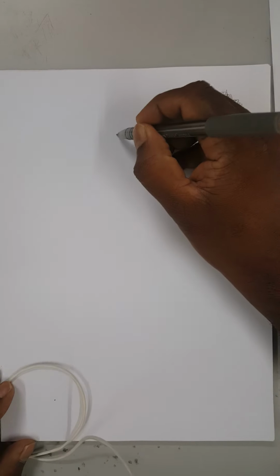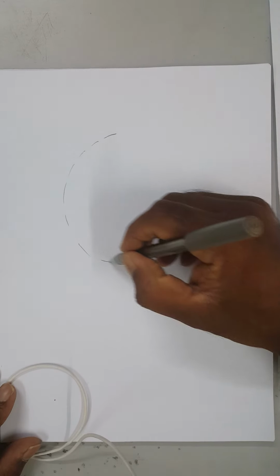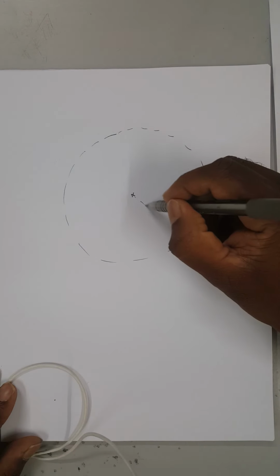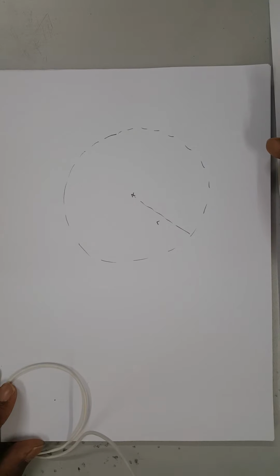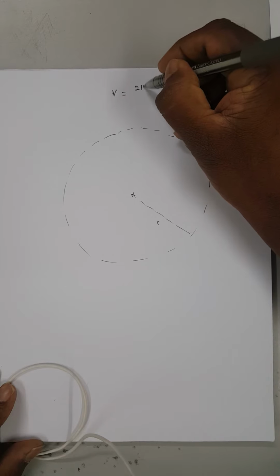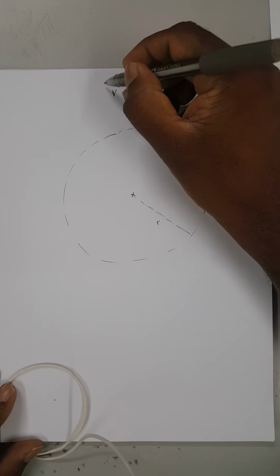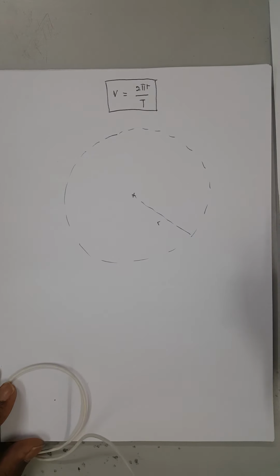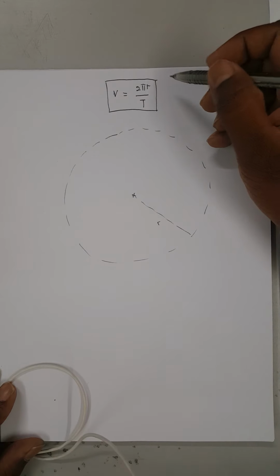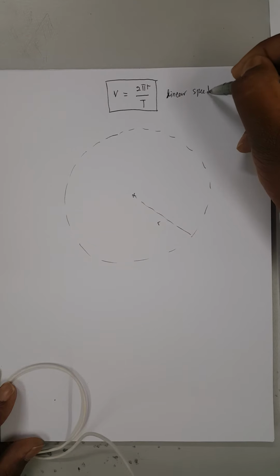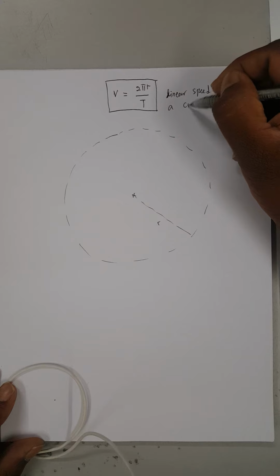For example, when an object is moving in a circle, let's say I draw it this way. A big circle, this is the center of the circle, and the radius is r. From the previous lesson we know that the speed is equal to 2πr over t. This is the speed of an object moving in a circle. We call this the linear speed of a circular motion.